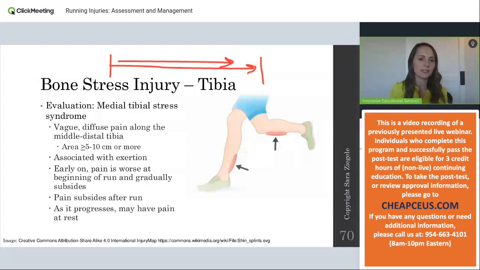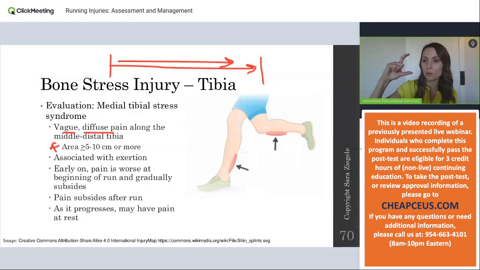So our medial tibial stress syndrome is typically more vague and more diffuse pain along the middle distal tibia. The area is often referenced as being about 5 to 10 centimeters. So we're talking about a little bit more of a global area that's impacted by this pain. If we're comparing this to a stress fracture, oftentimes people will point with one finger and say, this is where it hurts. That is very different than people who have an area or a region of pain.